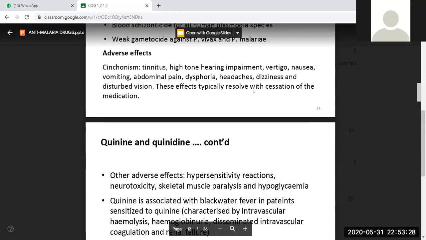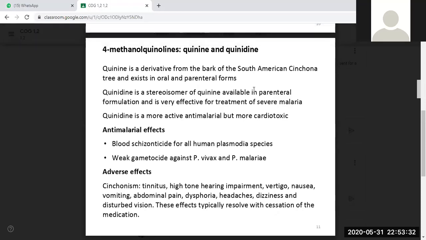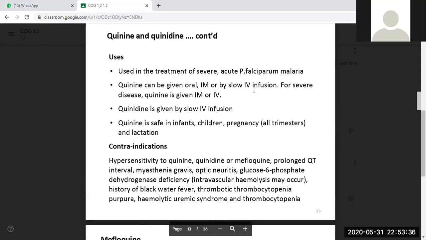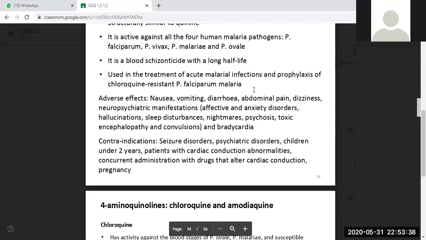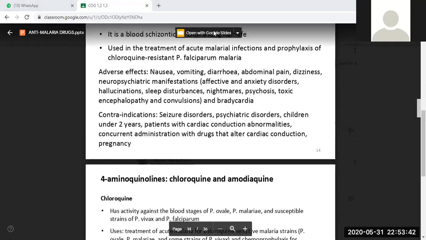So that is about methanoquinolones. Do you have any questions before we move to another set of drugs? Any clarifications needed before I move?